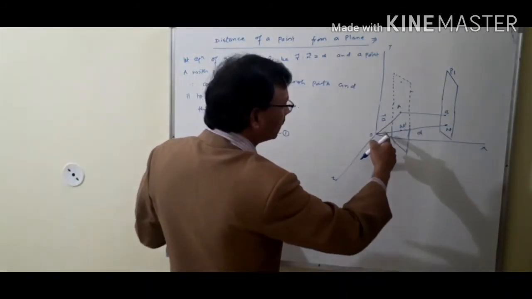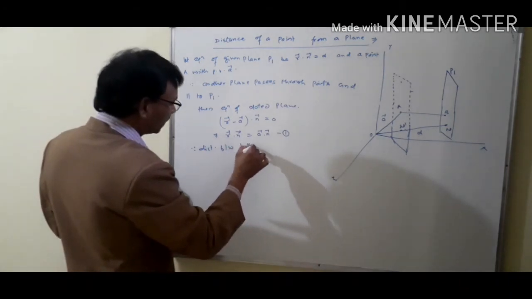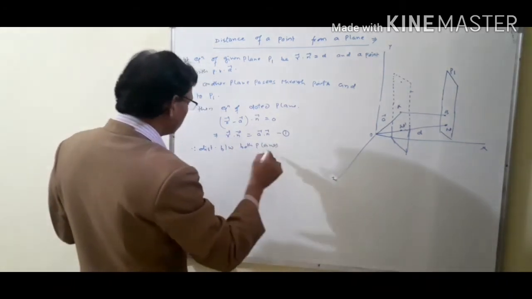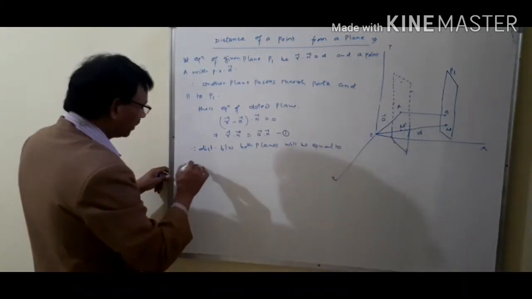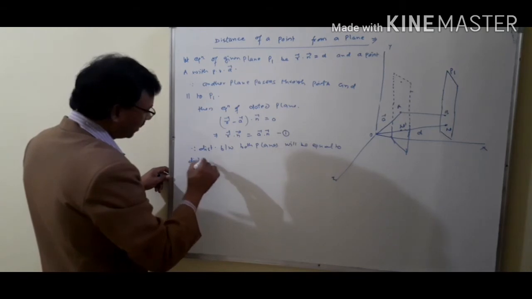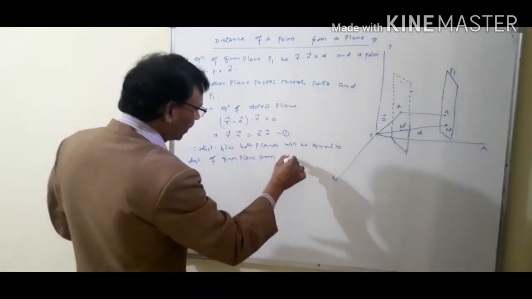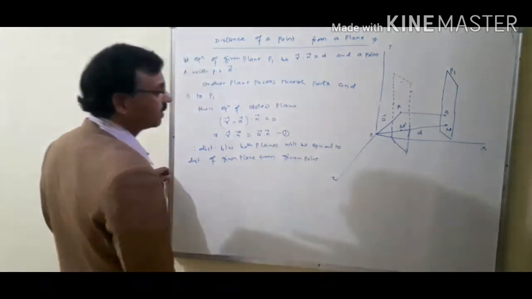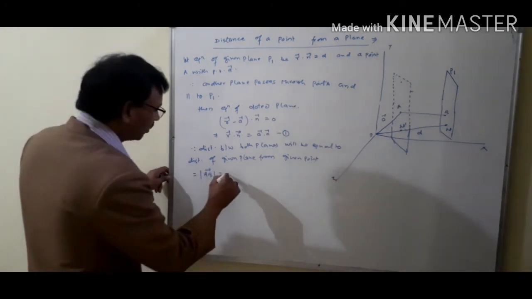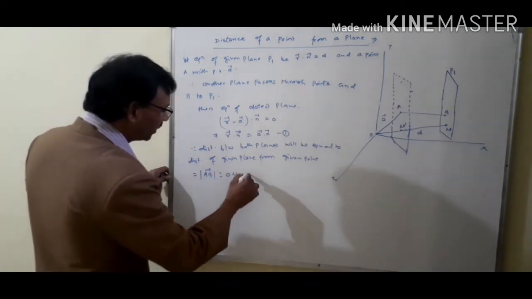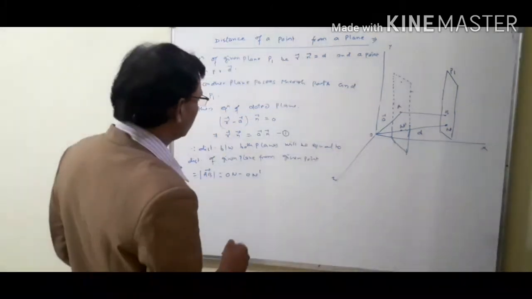Now the distance between both planes, or the distance of the given plane from the given point, will be equal to the magnitude of AB, which will be equal to ON minus ON dash.